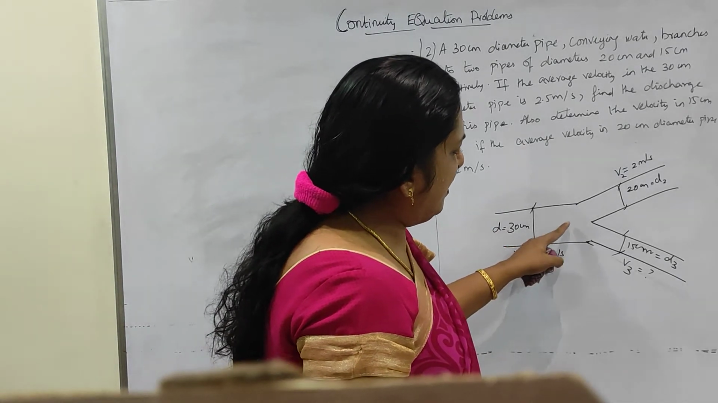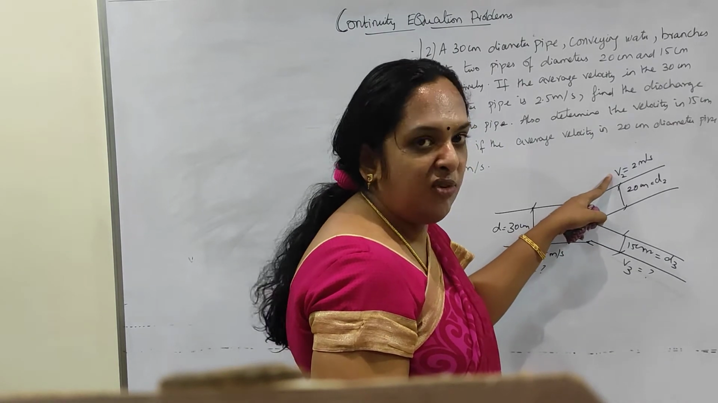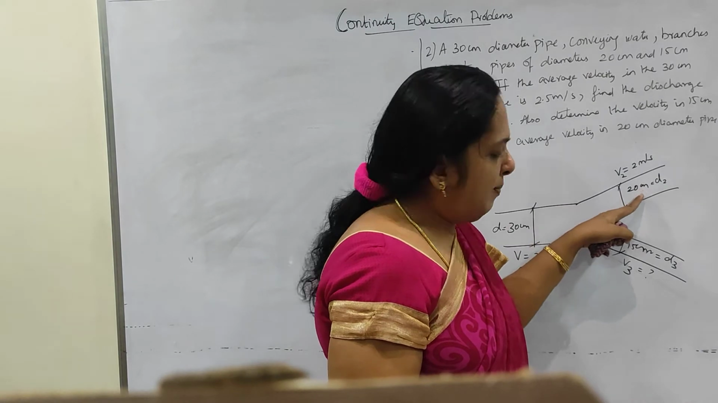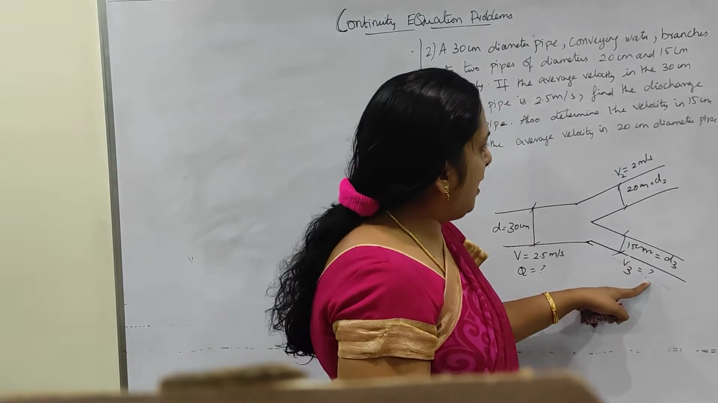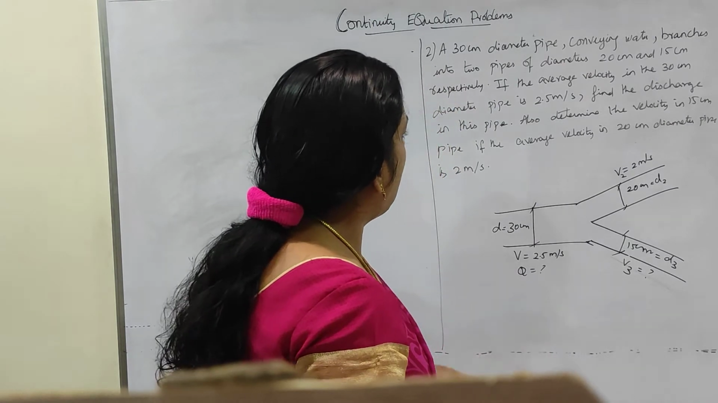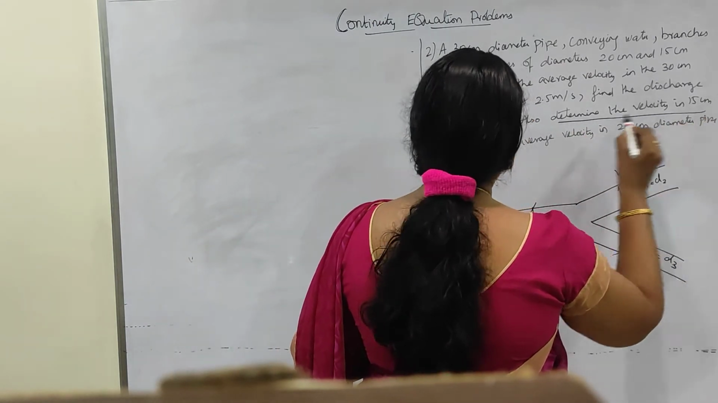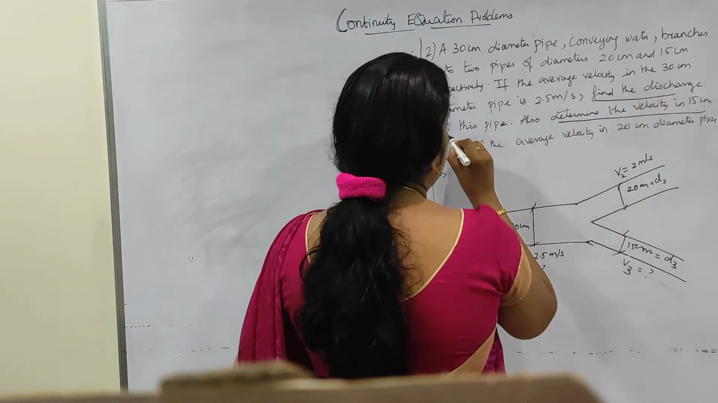So this pipe is having the diameter D and velocity V. And when it branches into two different pipes of 20 centimeter and 15 centimeter, this is V2, the velocity, and the diameter is 20 centimeter. Here D3 is 15 centimeter and we have to find out the velocity here. So what did they ask you to find out? They asked you to find out the velocity in the 15 centimeter pipe as well as the discharge in this pipe.